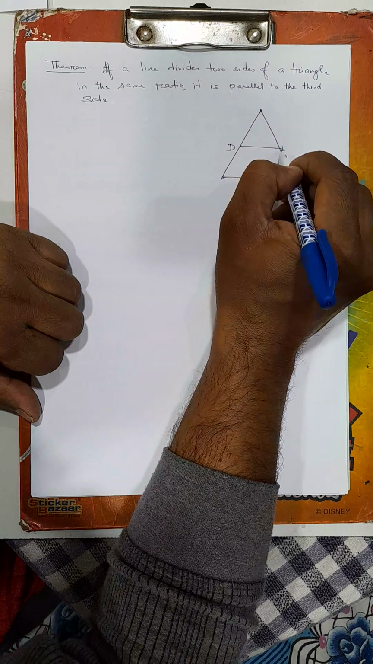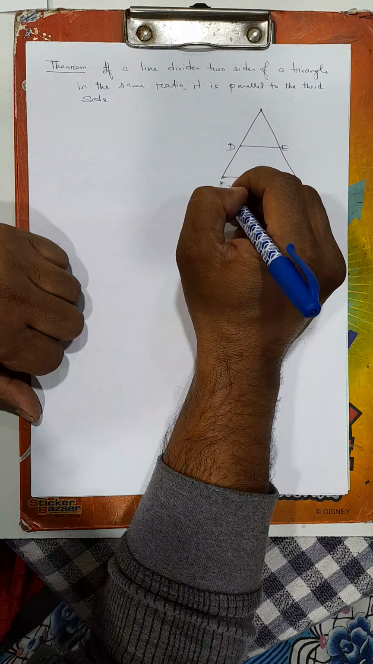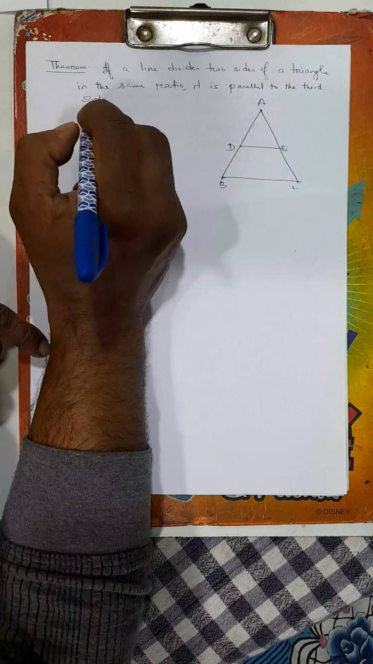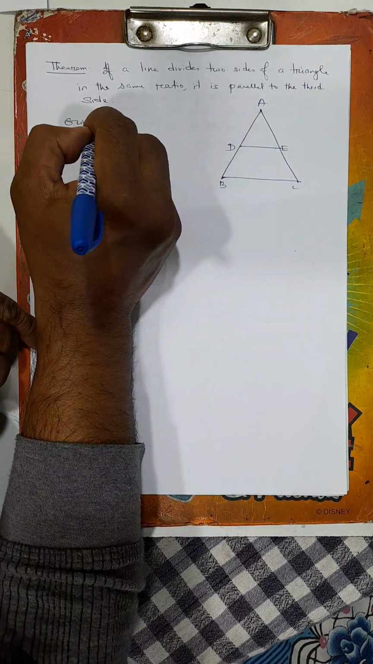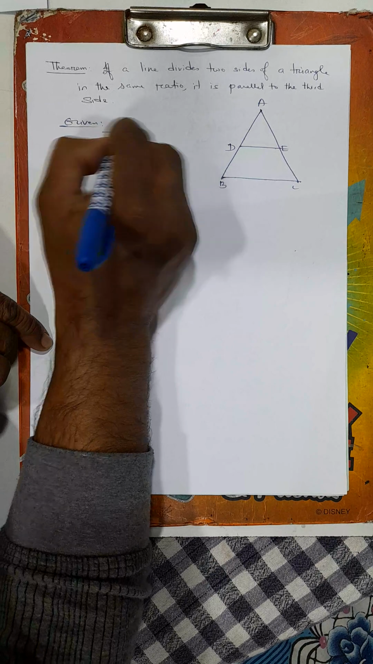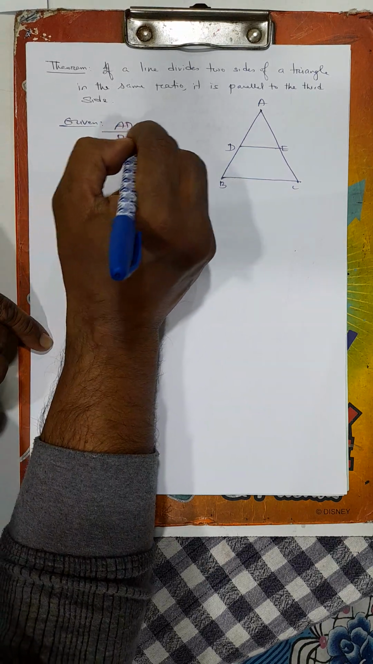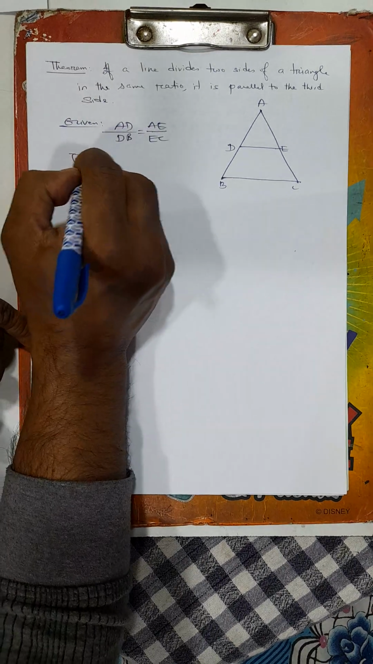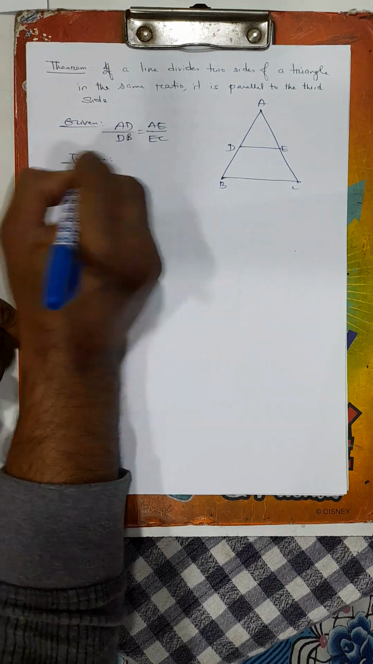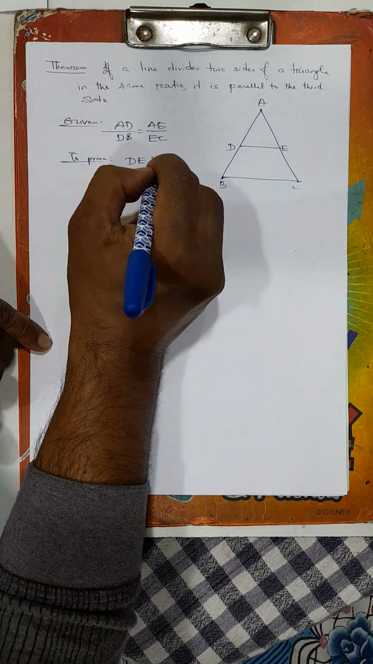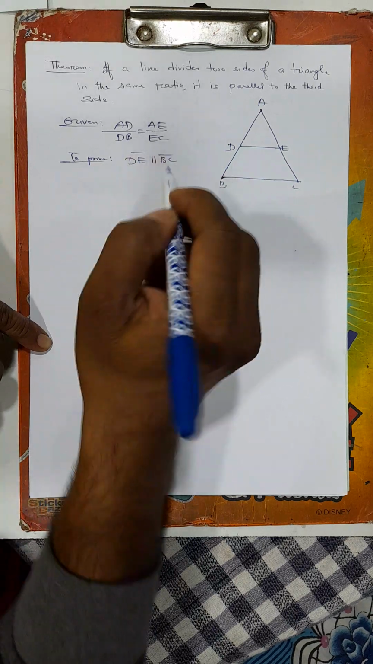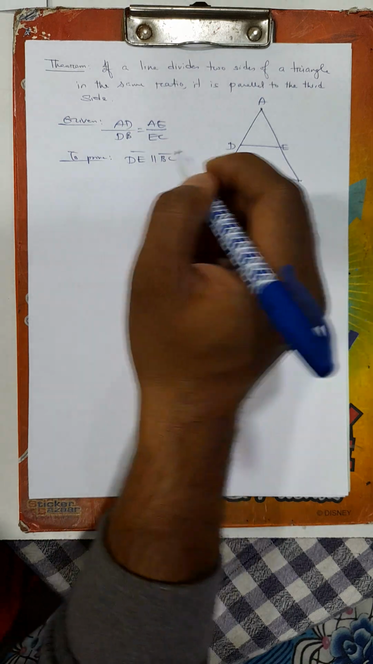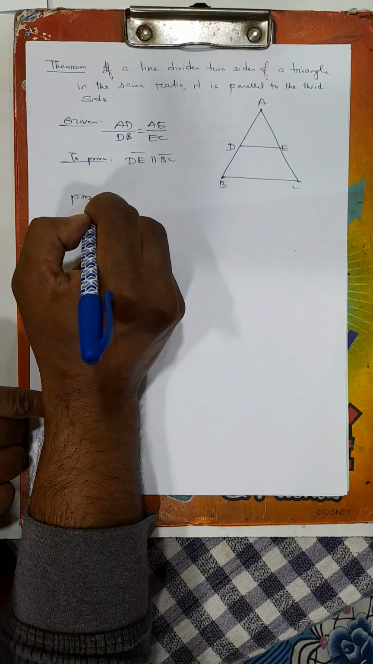So this time we are given DE divides AB and AC in the same ratio. So we are given AD by DB equals AE by EC. To prove, what is to be proved? DE parallel to BC. We have to prove that they are parallel. So let us prove this.